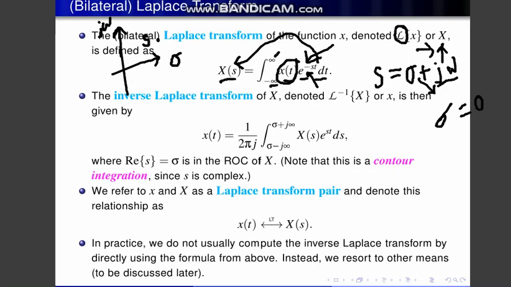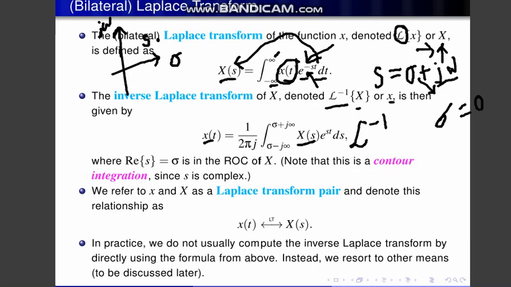The inverse Laplace transform of X is denoted like L inverse. You can draw the L just like that, and make it inverse. So the inverse Laplace transform of X of s is equal to x of t. It is similar to the previous one, meaning the Fourier transform.